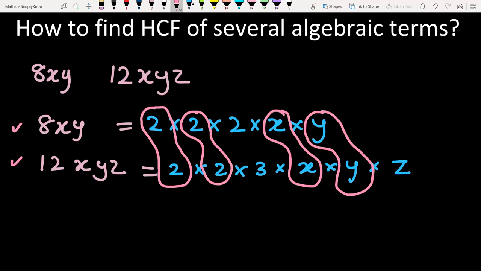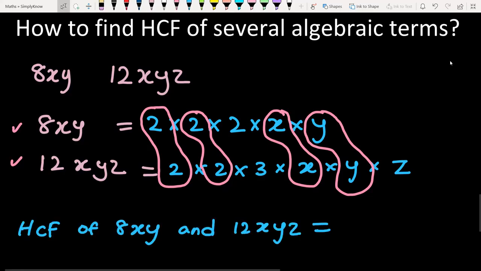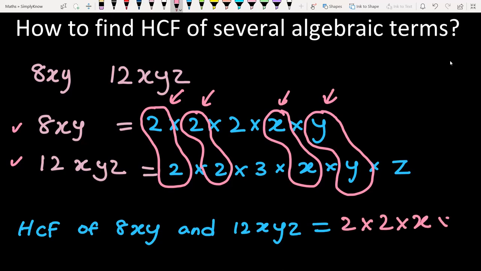Now we can easily find HCF of these two algebraic terms. For this, we need to take the product of all these common factors. So let's find out the product. 2 times 2 is 4. 4 times x times y is 4xy. Now this is our HCF, HCF of 8xy and 12xyz.